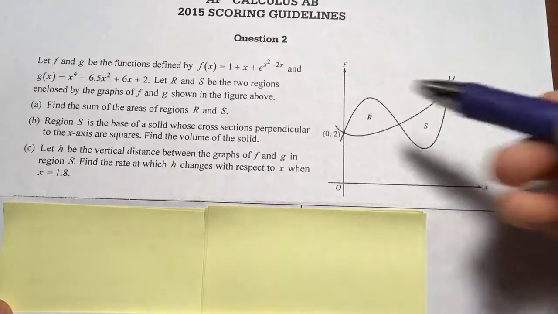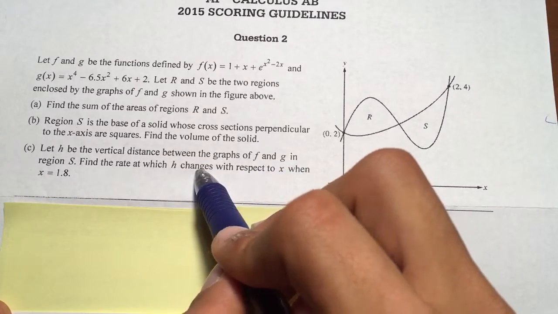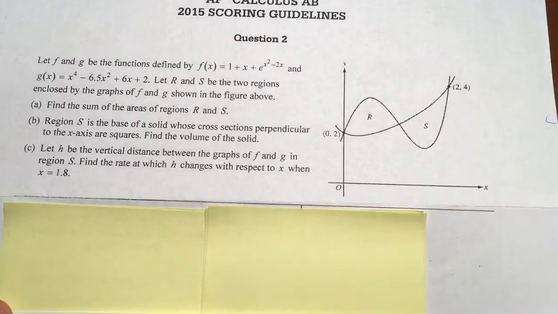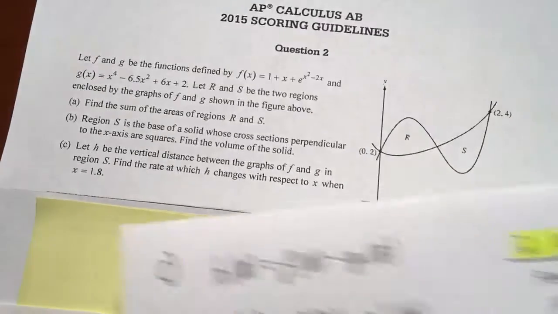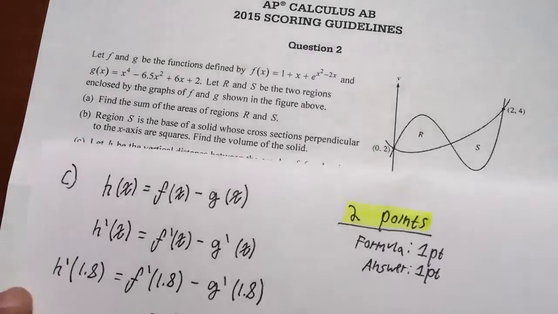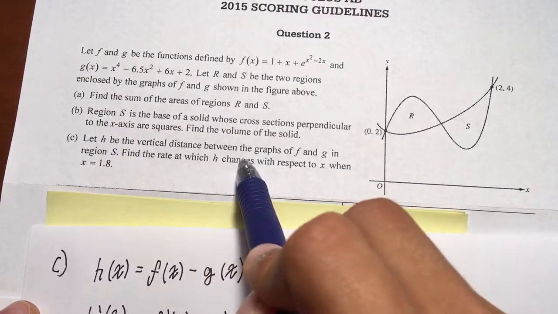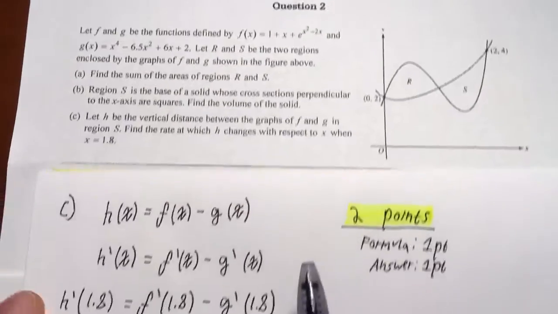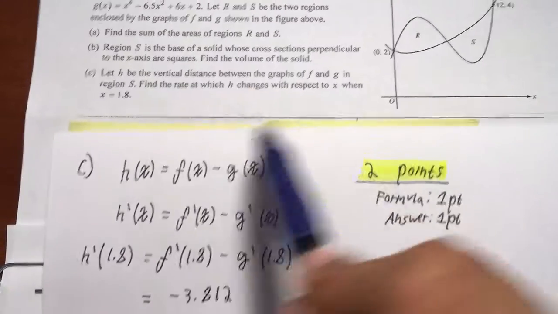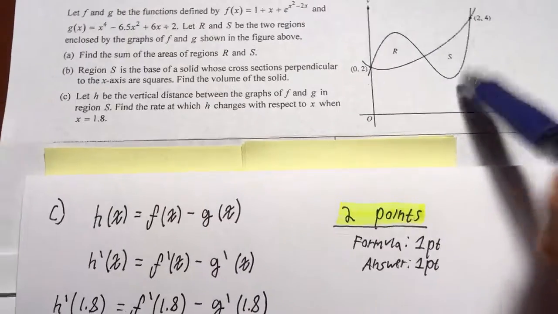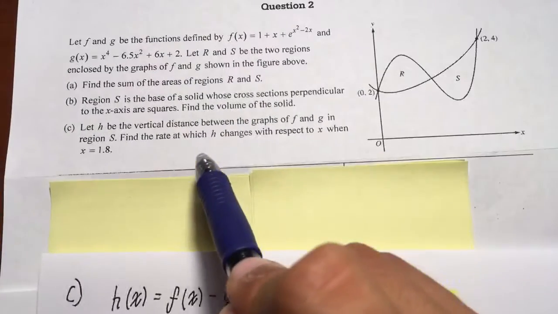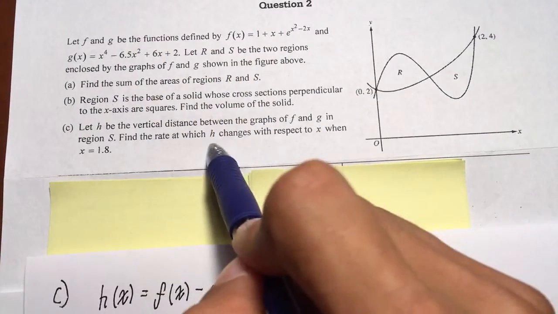And then I'm going to have to differentiate that to get a rate, dh/dt, or whatever, if it was a related rates question. So off to the side here, that's how I'd set it up. They want the rate at which h changes, but you need to define what h is. So I'm going to say here, h is equal to f of x minus g of x. It's that simple.